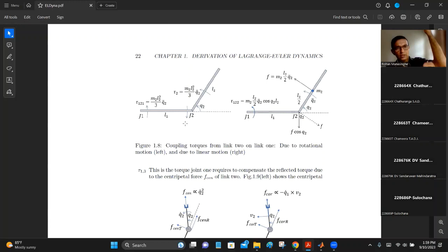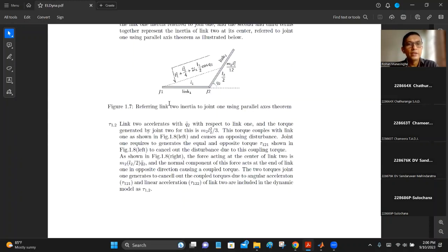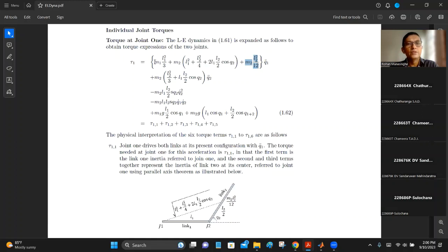what joint 1 does is, it produces this additional torque as well. So therefore, not only tau 1, right? Not only this much torque, now it has to produce the second term as well.